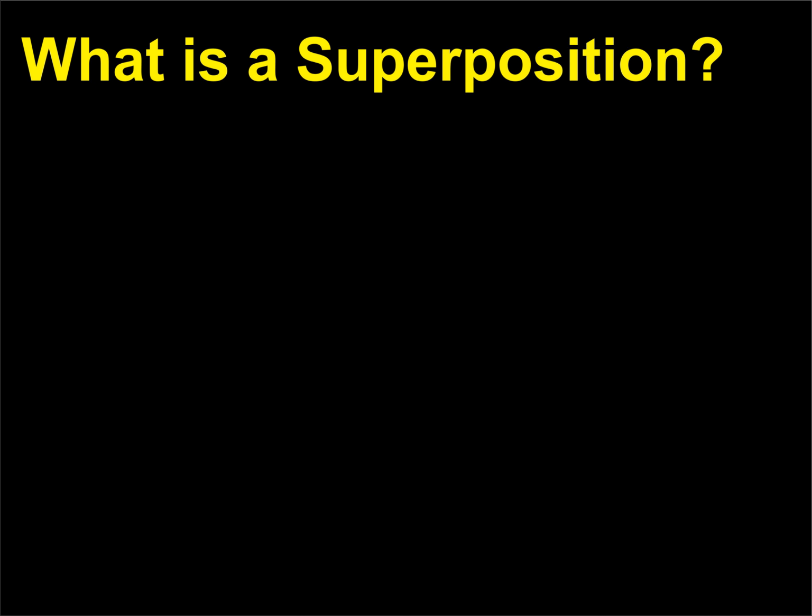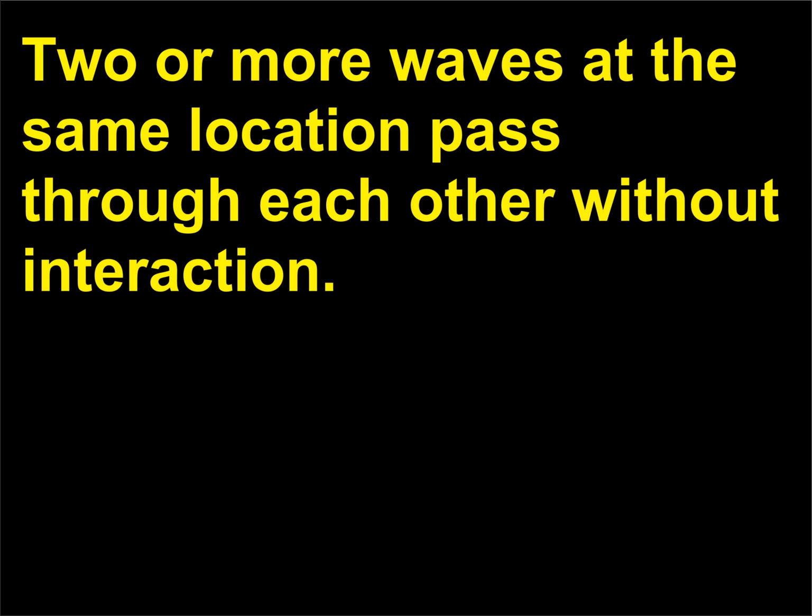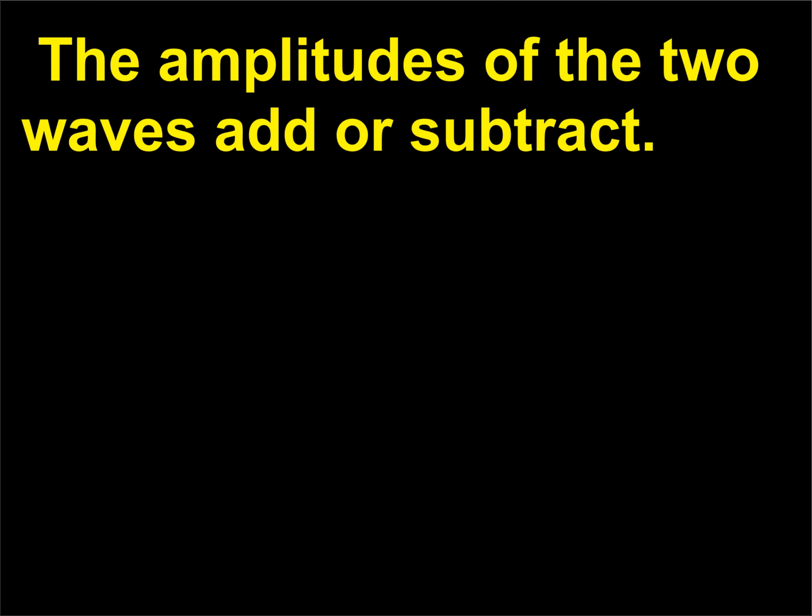What is a superposition? Two or more waves at the same location pass through each other without interaction. The amplitudes of the two waves add or subtract.